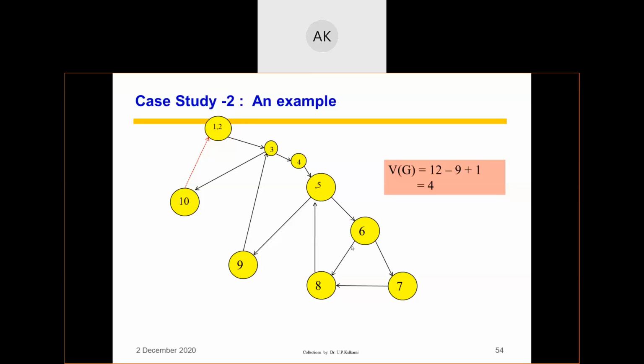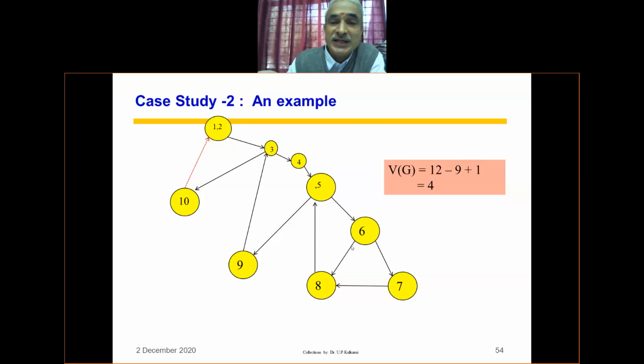Come back here, right? So given a graph, this number you find out, and 4 reflects the minimum number of test cases that you need to have, right? So now look at that. What are these 4? Now look at that.